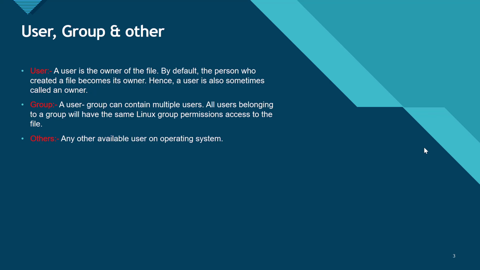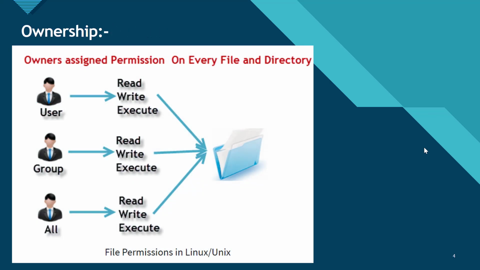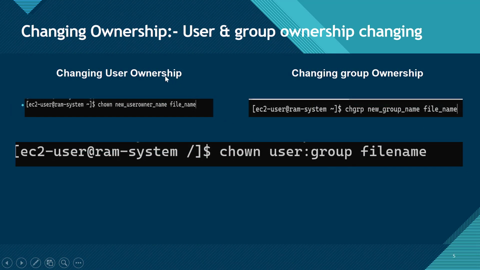Let's understand the ownership point of view. When you look at the permissions, we will have the user, group and other. These permissions are divided into three characters: read, write and execute. Let's dive into how we can change the ownership. User and group ownership can be changed with Linux commands. We will also do the practicals.